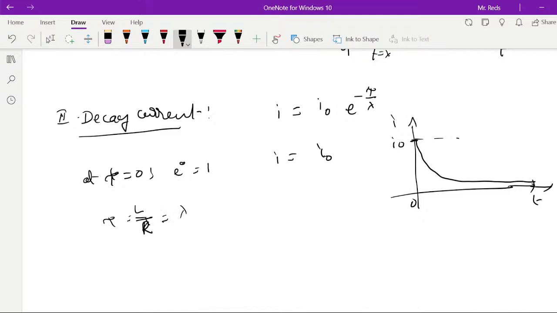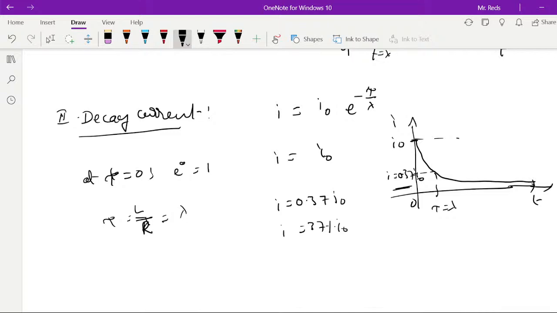So if lambda cancels, e power minus 1 will give 1 by e, so it becomes I naught by e. Then I will become 0.37 times I naught, or 37% of I naught. So when t is equal to tau, the corresponding current will become I is equal to 0.37 times the maximum value. Okay, so this is during the decay.